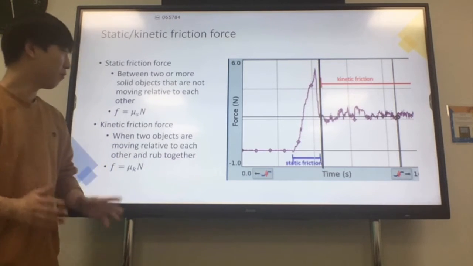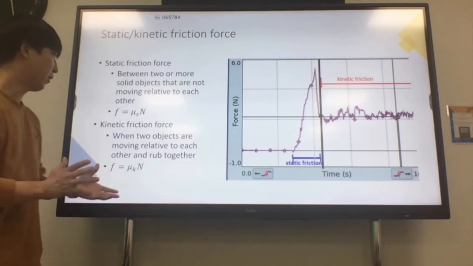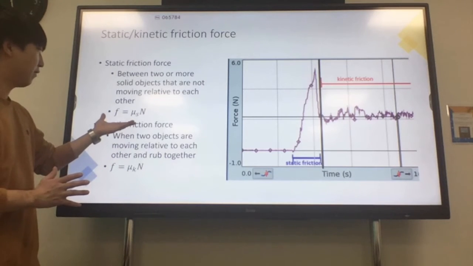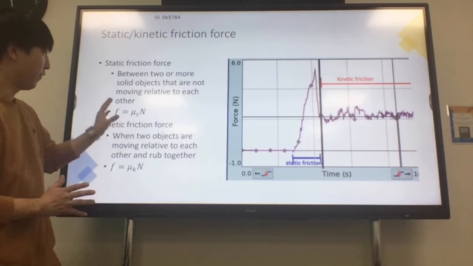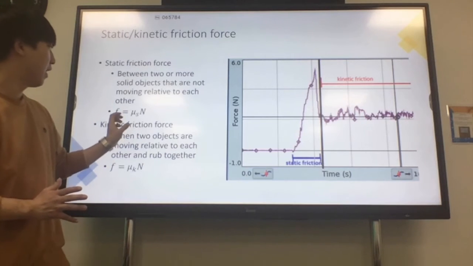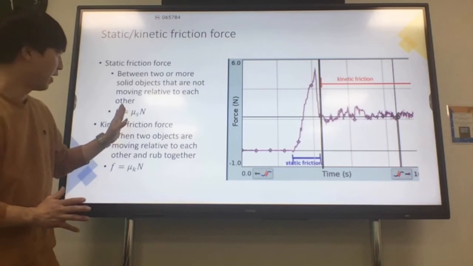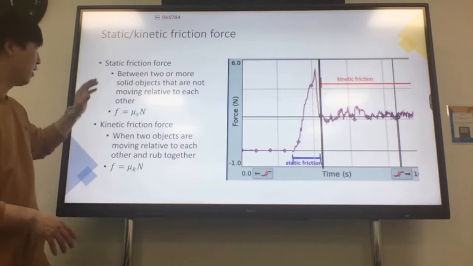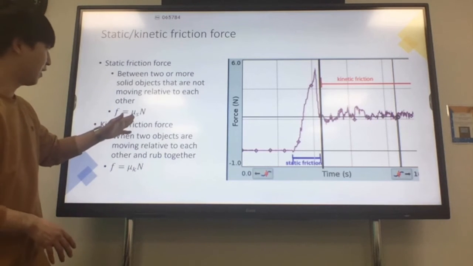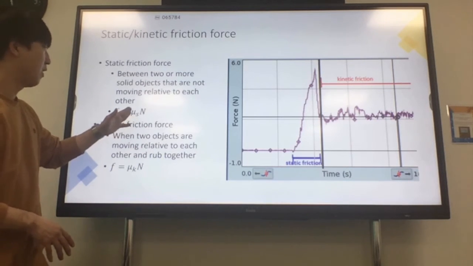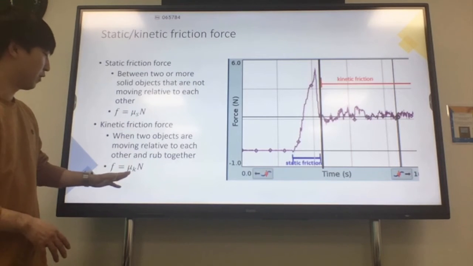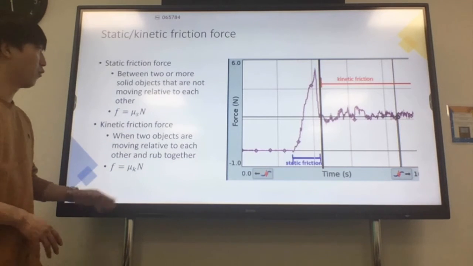Basically, its formula is the same, like F equals the coefficient of friction multiplied by the normal force. But here, the coefficient of static friction will work, and here the coefficient of kinetic friction will work.